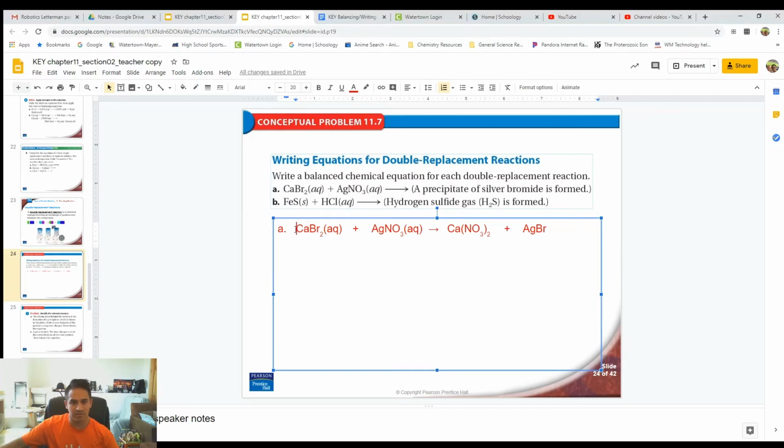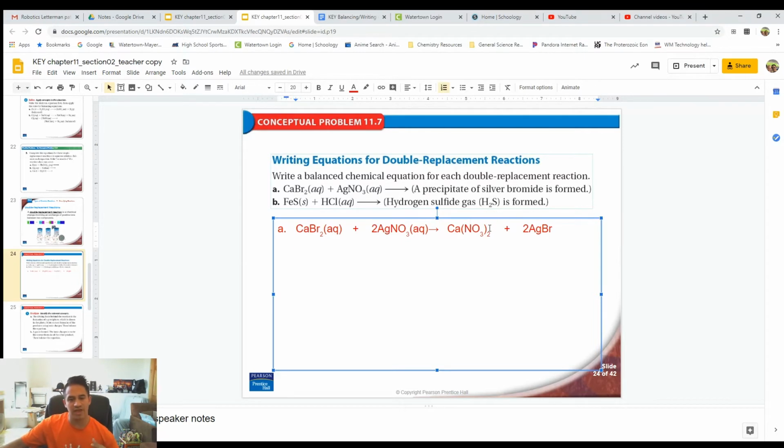So if we look at calcium, we have 1 calcium on the reactant side, 1 calcium on the product side. That's good. We have 2 bromides on the reactant side, only 1 bromide on the product side. So we're going to put a 2 there to give us 2 bromides. That's also going to give us 2 silvers. On the reactant side, we only have 1. So we're going to put a 2 there to give us 2 silvers. And then that also gives us 2 nitrates. But fortunately, we had 2 nitrates right there on the product side. So that is our balanced chemical equation.